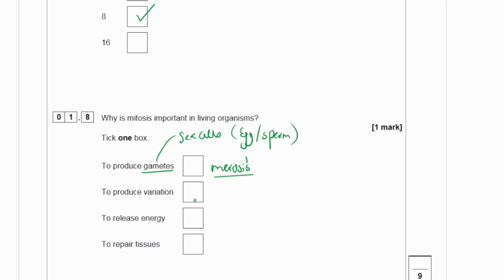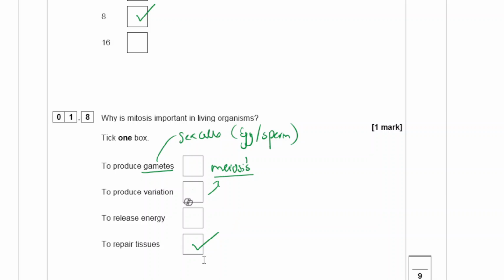To produce variation, not by mitosis. Mitosis copies itself to release energy, to repair tissues. Right? To produce variation, you still need meiosis as well. That brings us to the end of question number 1.